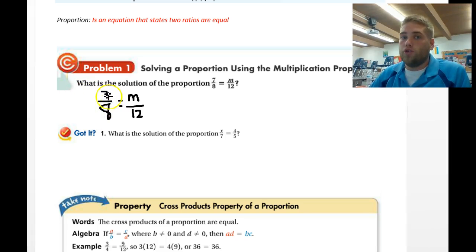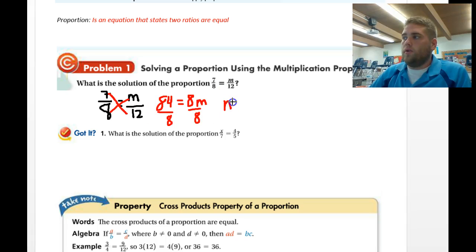So we're going to cross multiply. You guys might have heard of the fish method, or the butterfly method, whatever, but we're just going to call it cross multiplication. Let me draw what I'm talking about here. I have these two fractions, and we're just going to multiply across. So 7 times 12 gives us 84, equals 8 times m, so 8m. Then I'm going to divide by 8, divide by 8. So m equals 10.5.